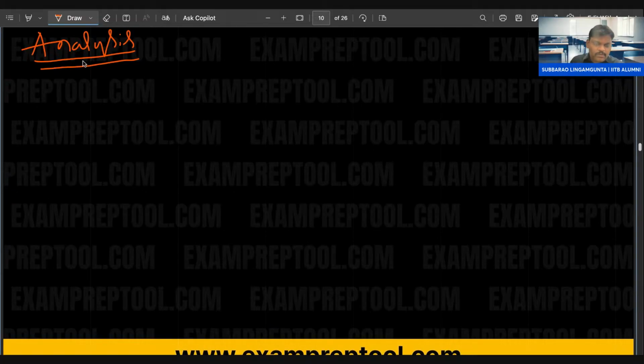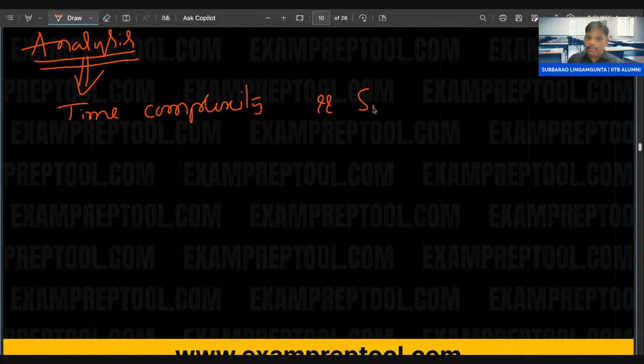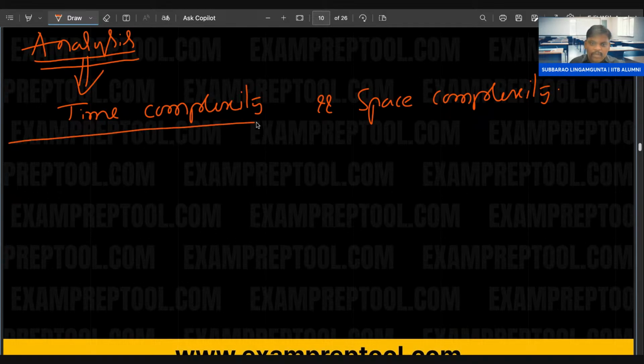Analysis. The purpose of analysis is finding time complexity and space complexity. What is the purpose of analysis? Finding time complexity, space complexity. Okay, that is the purpose of analysis, finding time and space complexity. Now next one, analysis will be of two types.